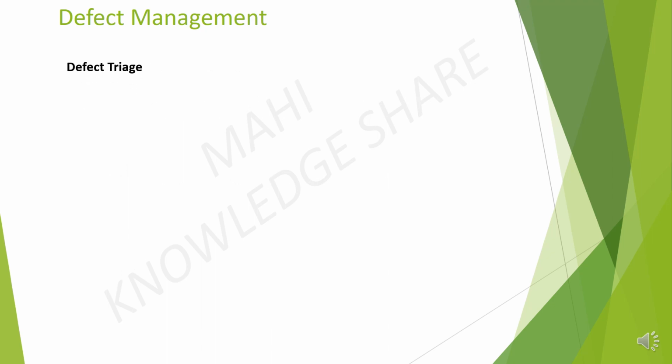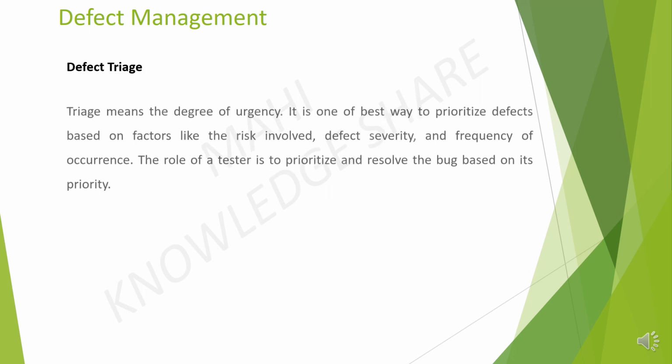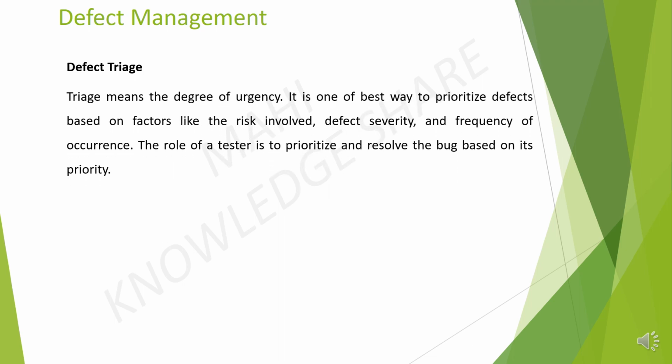Define defect triage. Defect triage means the degree of urgency. It is one of the best ways to prioritize defects based on factors like the risk involved, defect severity, and frequency of occurrence. The role of a tester is to prioritize and resolve the bug based on its priority.